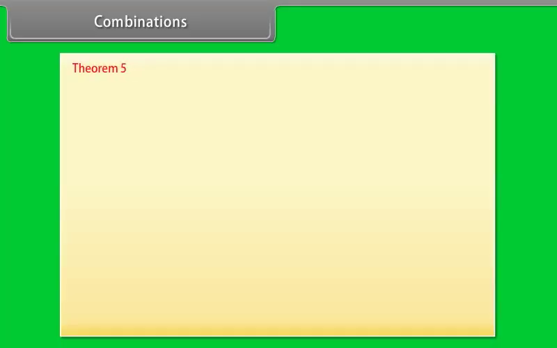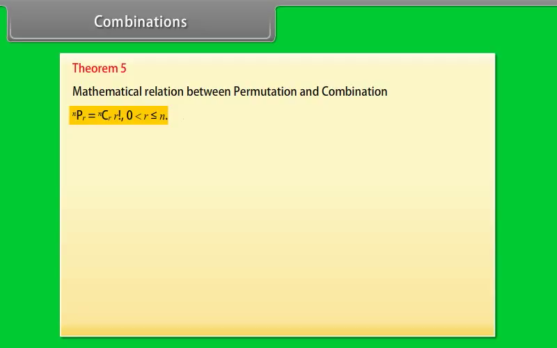Theorem 5. Mathematical relation between permutation and combination. nPr is equal to nCr into r factorial, where 0 is less than or equal to r is less than or equal to n.